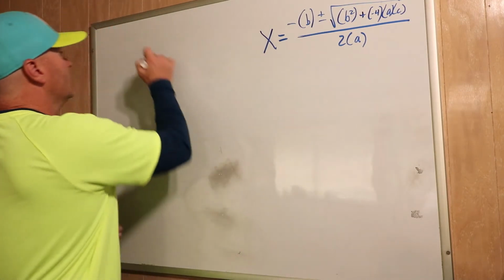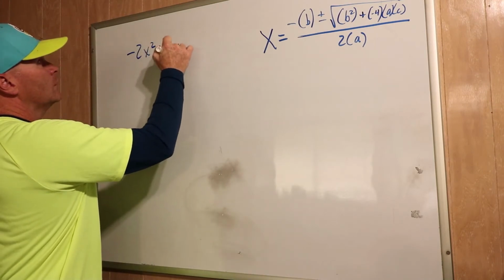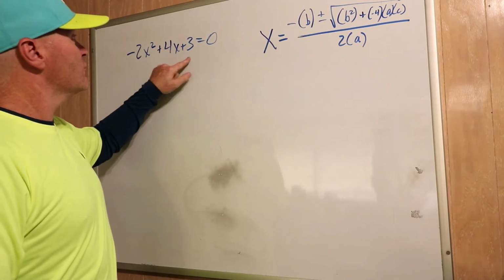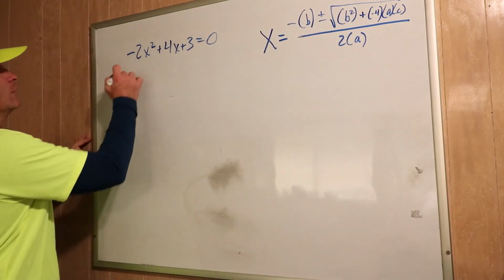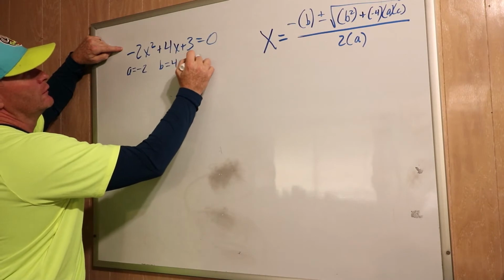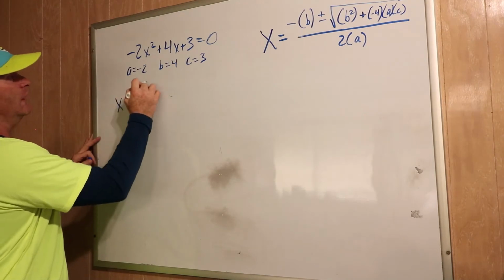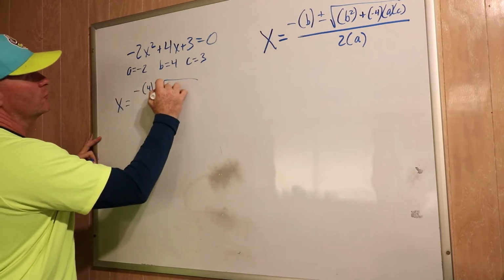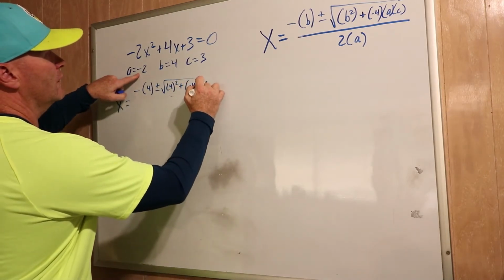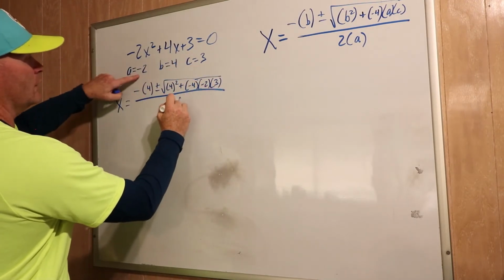Let's try another one. Negative 2x squared plus 4x plus 3 equals 0. So step one is make sure it's in standard form. x squared, x, numbers, equals 0. We're good there. Find a, b, and c. a is negative 2. b is positive 4. c is 3. Now we fill in the big gross equation. So negative b plus and minus the square root of b squared plus negative 4 times a times c, all over 2 times a.